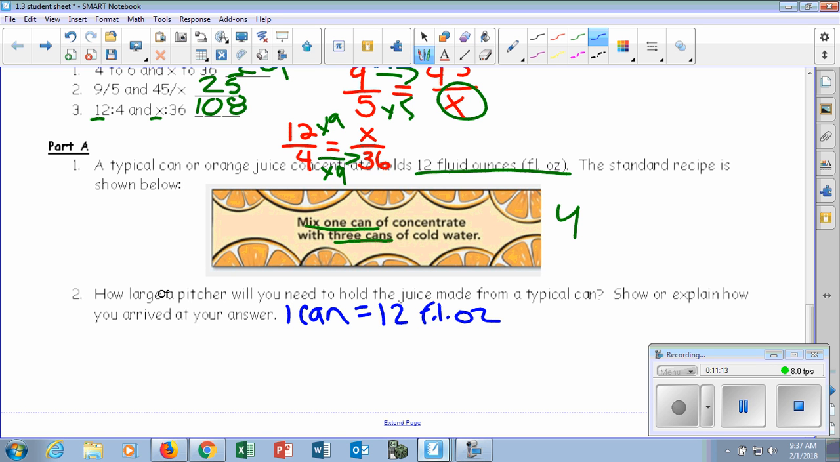We take the amount of fluid ounces for one can and multiply it by the amount of cans we are using, which we set up here. We added it up to be 4. So Lily said she came up with the answer of 48. Thumbs up? You need help? Oh, okay. All right.